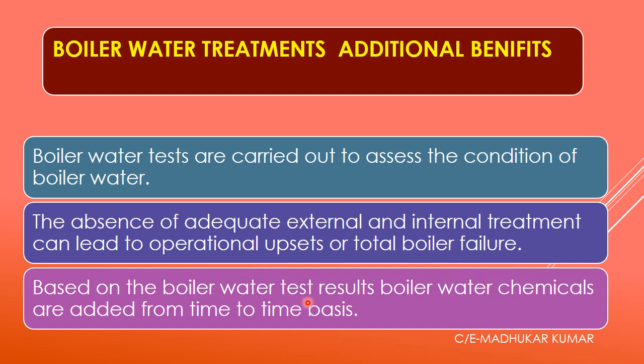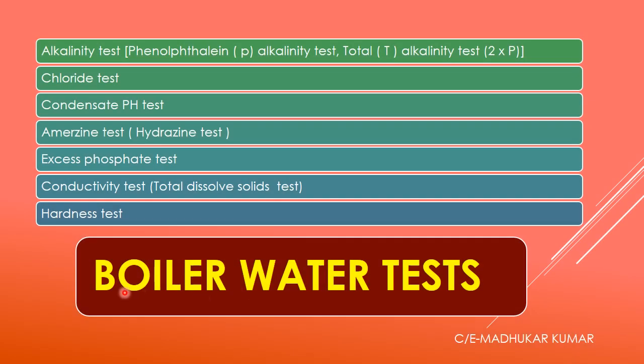Next, based on the boiler water test results, boiler water chemicals are being added from time to time. Not only the addition of chemicals, you have the boiler water tests. These are the most prominent tests carried out in the boiler water. One is the alkalinity test, phenolphthalein alkalinity. This is called P alkalinity. Total alkalinity is also called T alkalinity, and 2 into P mostly.